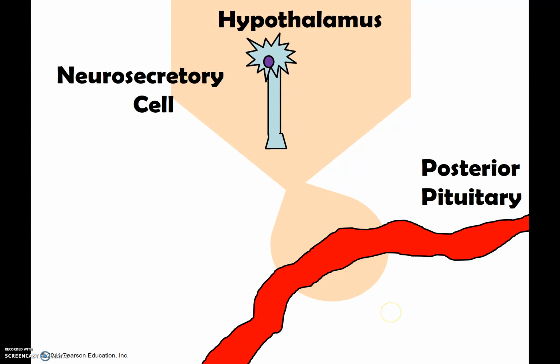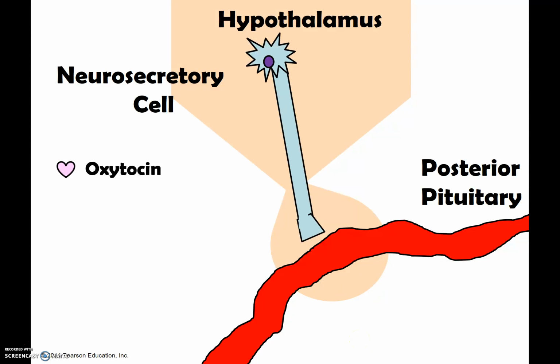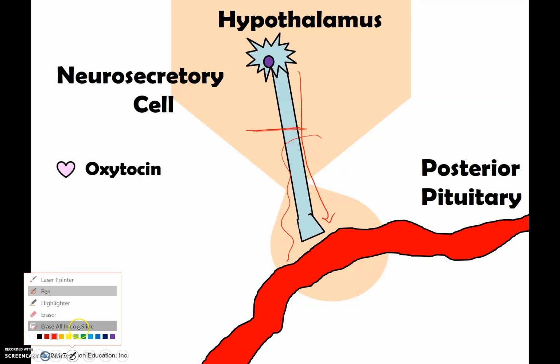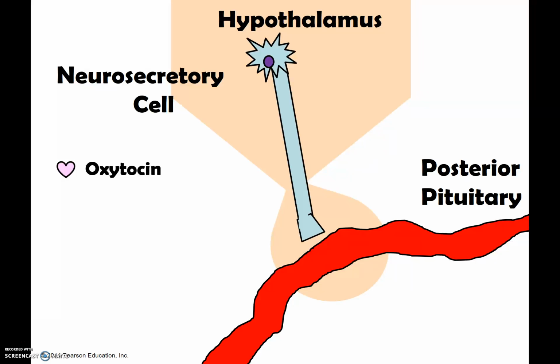So with the posterior pituitary, the neurohormone actually travels and connects all the way into the posterior pituitary. This is different because in the anterior pituitary, the neurohormone stopped here, and then blood had to carry the hormones down to the anterior. In this situation, the neurosecretory cell goes all the way into the posterior pituitary.